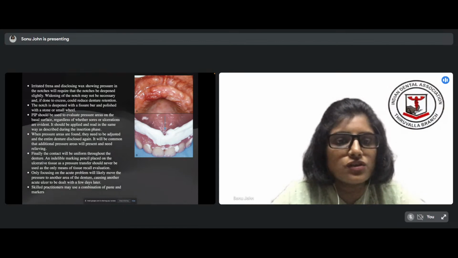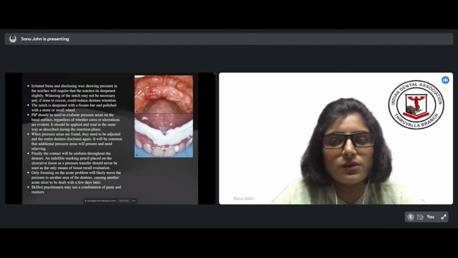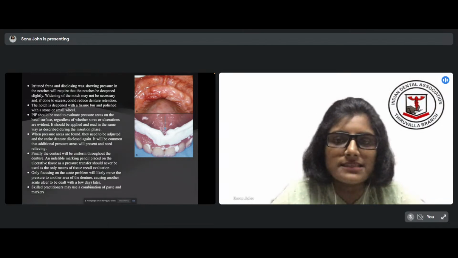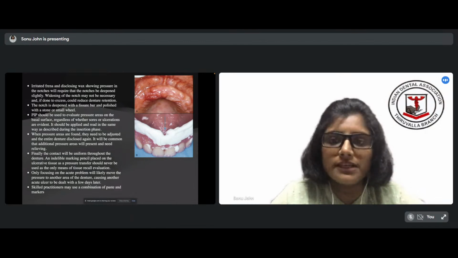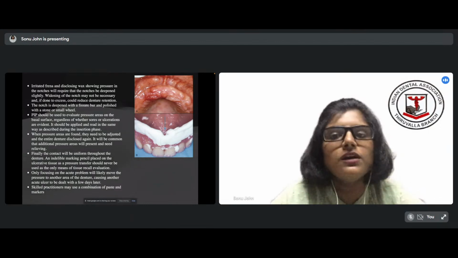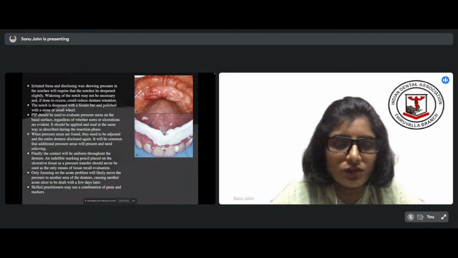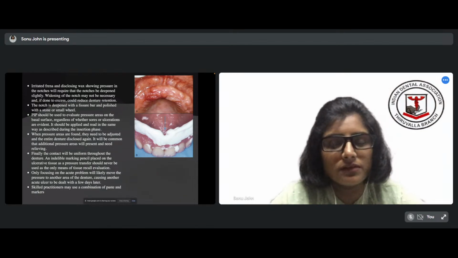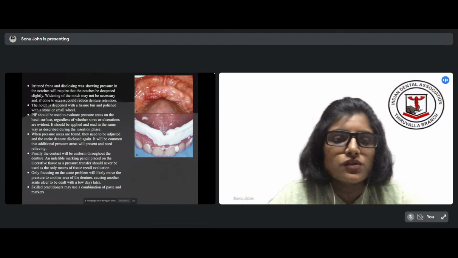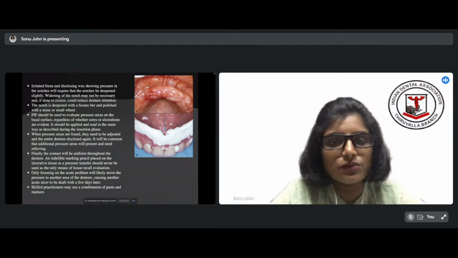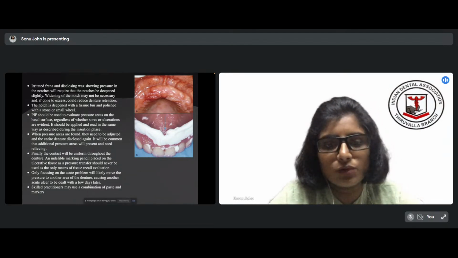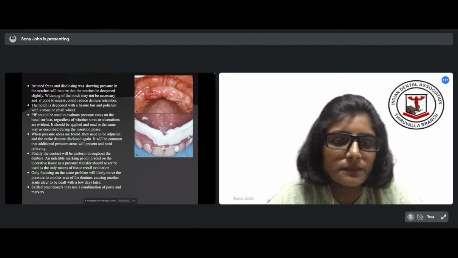The pressure indicating paste should be used to evaluate pressure areas on the basal surface, regardless of whether ulceration or sores are evident or not, because your patient might not always come back complaining that they have a sore spot. Maybe when you visually examine the intraoral cavity, you see minute pressure spots. So use a pressure indicating paste to relieve all those areas. It should be applied and read in the same way as described when we insert the denture, before the post-op follow-up. When pressure areas are found, they need to be adjusted and the entire denture needs to be disclosed again so that there are no further pressure points.